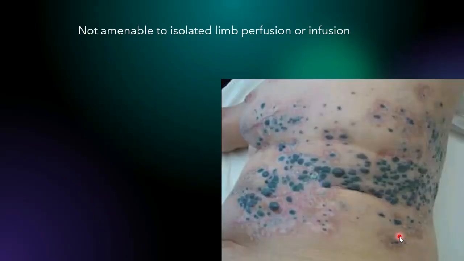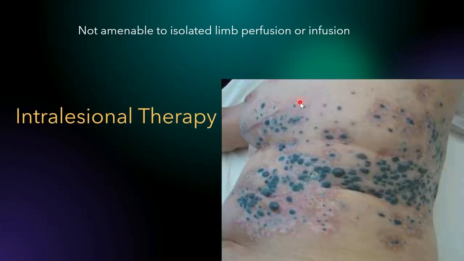So in extremities we can do isolated limb perfusion, hyperthermic isolated limb perfusion, and isolated limb infusion. What if the in-transit metastasis is in the trunk? What will we do then? We can either go for chemotherapy. Another option is intralesional therapy. Intralesional therapy can be done with different agents.